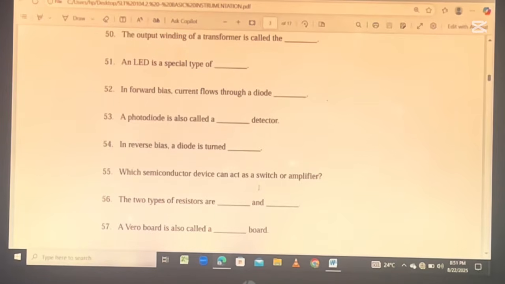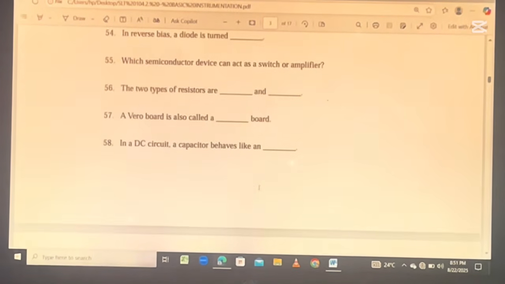The two types of resistors are dash and dash. So the two types of resistors are fixed and variable resistor. The next one, a variable board is also called the dashboard. So a variable board is also called the strip board, S-T-R-I-P, strip board. Okay. The next one, in a DC circuit, the capacitor behaves like an open circuit. All right. So a capacitor behaves like an open circuit in a DC circuit.